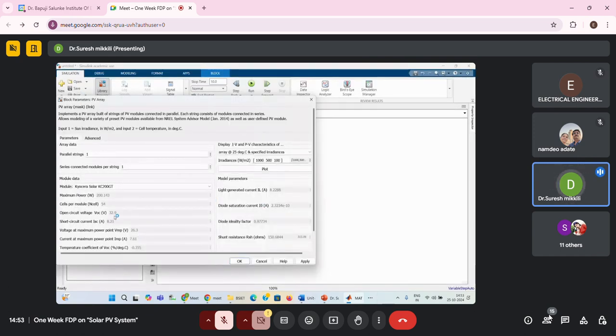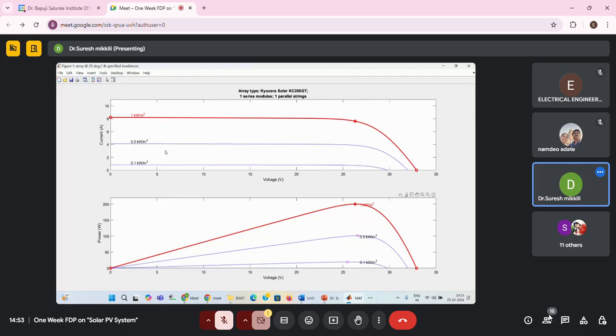Your VOC is 32.9. Short circuit current is 8.21. The power is 200 watt for one module. One by one I have taken. Try to understand, only one module I have taken. Now, if it is 1000 watt per meter square, 8.21. Can you observe this 8.21? Is it okay?